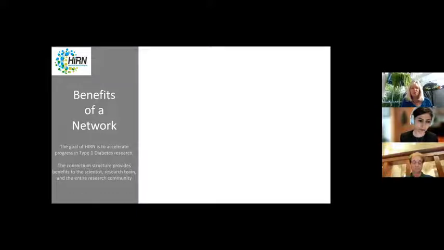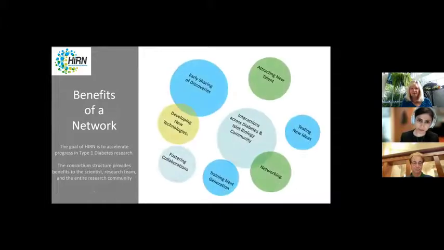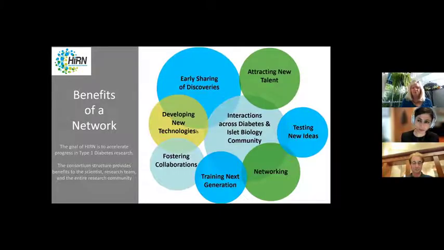So the HIRN is a network of 5 different consortia, and there are many benefits to this type of network and structure. We can share discoveries early, develop new technologies together. We've initiated new investigator and emerging leader awards for people in the field, and we can share across the whole diabetes and islet community as we're doing today.